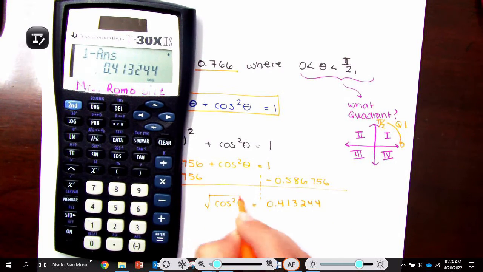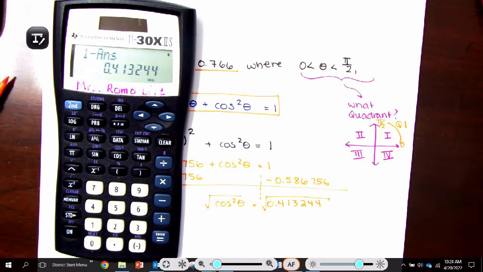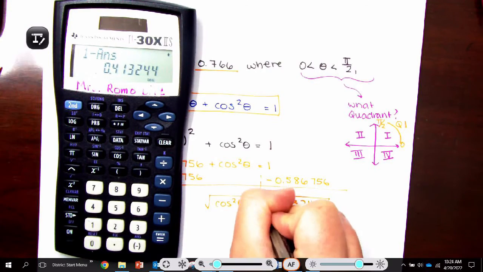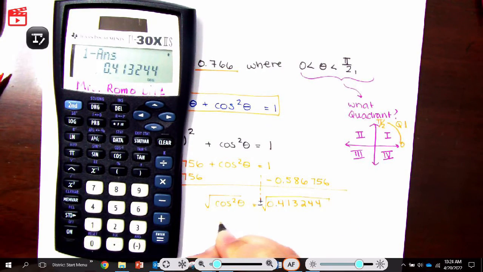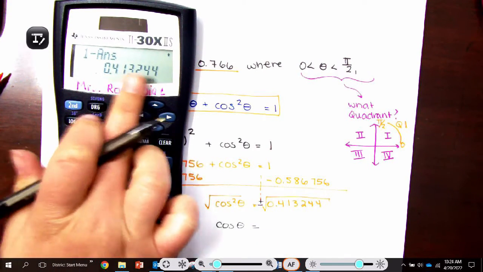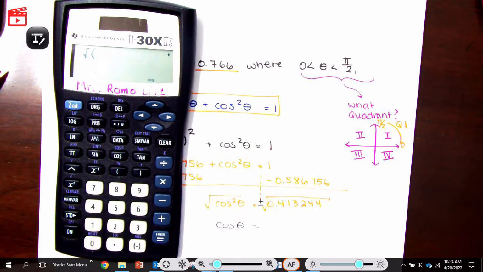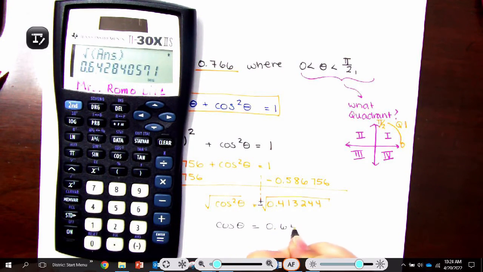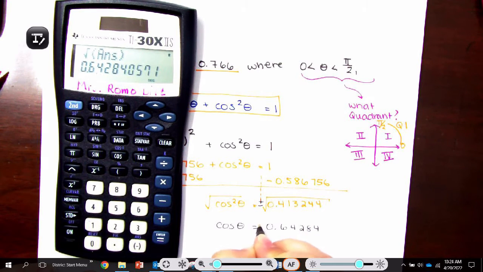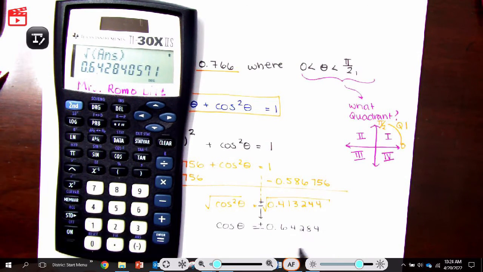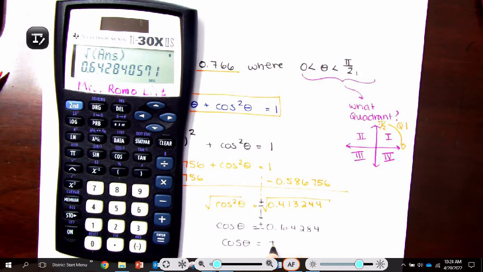I'm going to take the square root of both sides. Now, this is really important to remember that when you take the square root, you have to add that plus or minus. So we have cosine of theta is equal to, and I'm going to, again, not touch this decimal. I'm going to press second, and I'm going to do the square root. I'm going to press second, and I'm going to press that negative to get that answer back in. So I have 0.64284. I'm going to add that plus or minus. Don't forget that plus or minus. And I'm actually going to round to 2 decimal places. I'm going to have plus or minus 0.64.